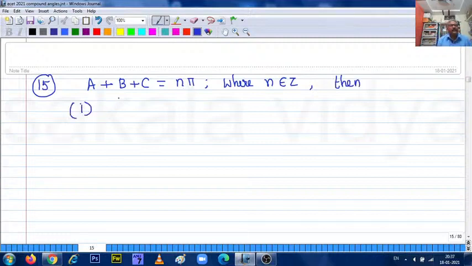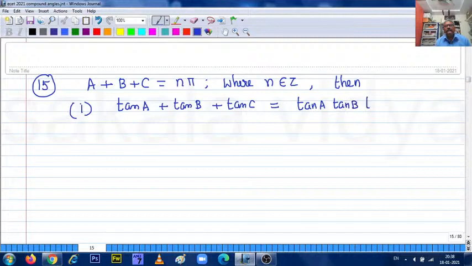So then first formula, tan A plus tan B plus tan C equals to tan A into tan B into tan C, or you can remember like this: sigma tan A equal to pi means continuous product, cyclic product, pi tan A we can write.